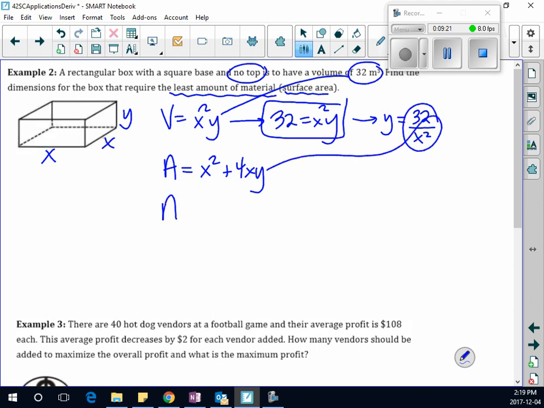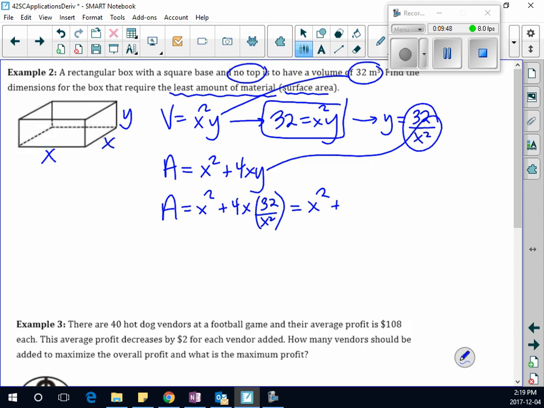Now I'm going to replace this into there. So I'm going to come up with a new formula. A equals x squared plus 4x times 32 over x squared. Of course, we need to simplify everything before we find the derivative. And I would probably write the x as an exponent with a negative power versus leaving it on the bottom. So does everybody see this as x squared plus what, 2?